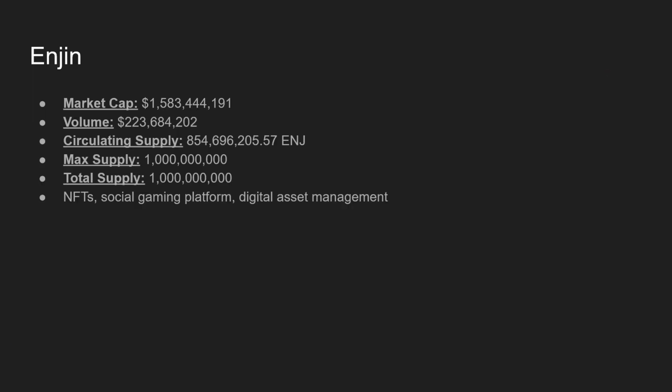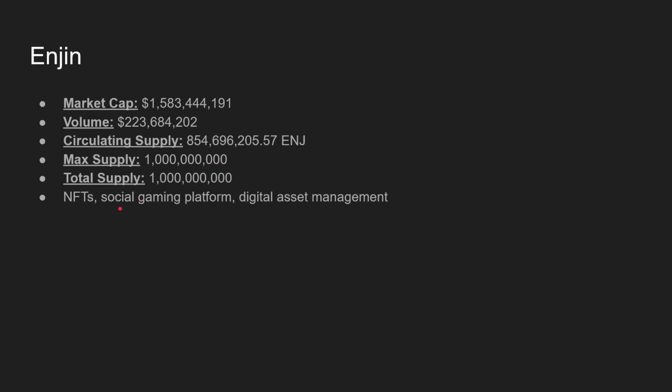Next up is Engine. Engine has a $1.5 billion market cap, noticeably smaller than the other coins that we have listed. The volume is $223 million, with a circulating supply of 854 million Engine tokens, and a maximum supply and a total supply of 1 billion Engine tokens.